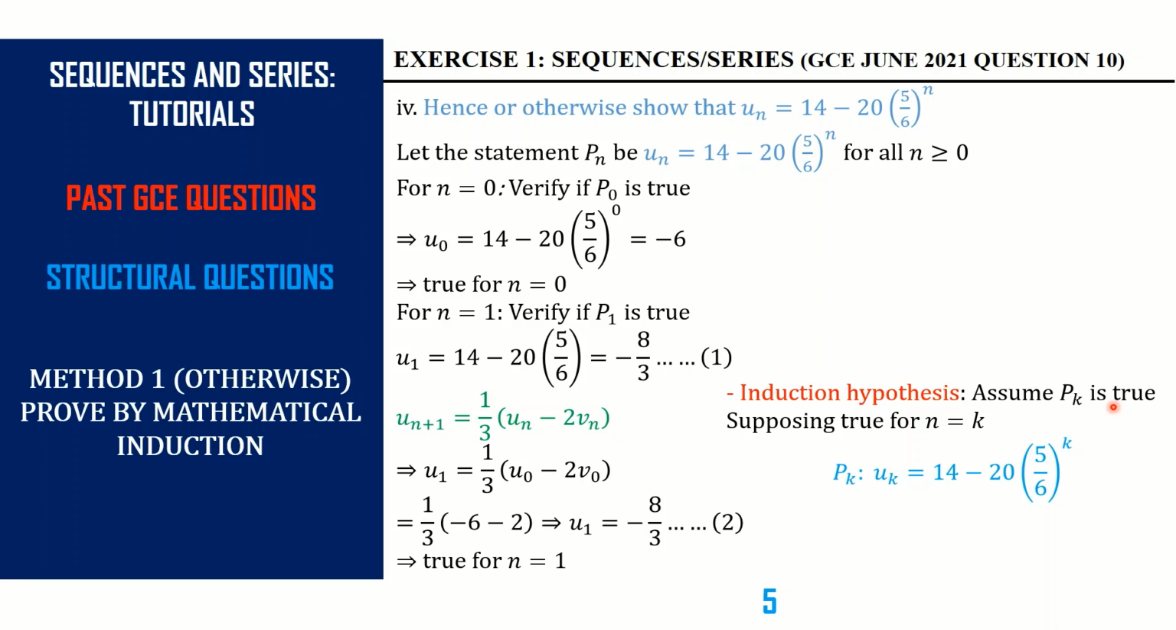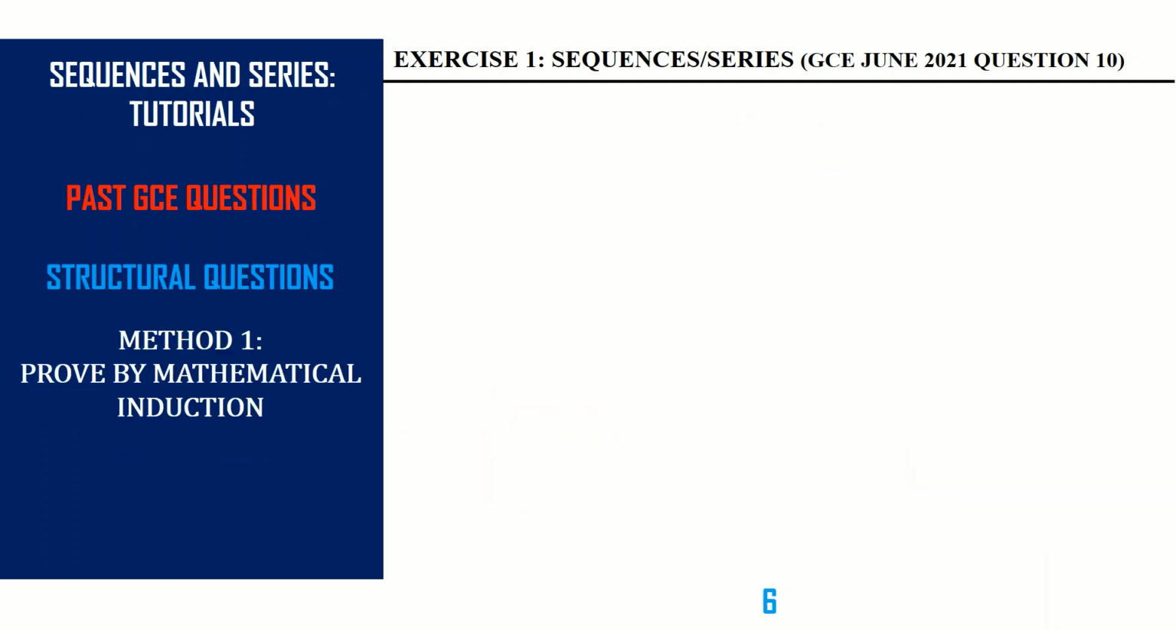Assuming that the statement p of k is true is the same as supposing that the statement is true for n equal to k. Now the statement p of k is actually this statement: u of k is equal to 14 minus 20 times 5 on 6 raised to the power k for all values of k greater than or equal to 0. Using this supposition, we are going to prove that it is true for n equal to k plus 1, and then we complete the induction step.